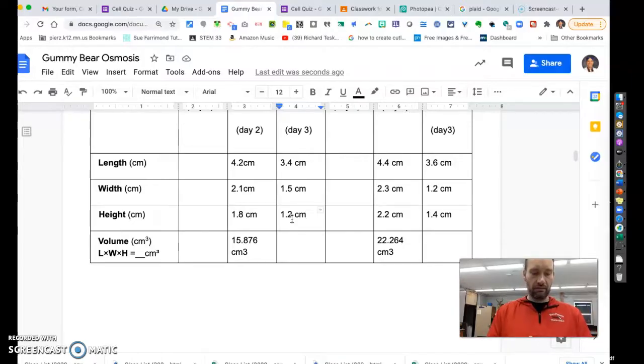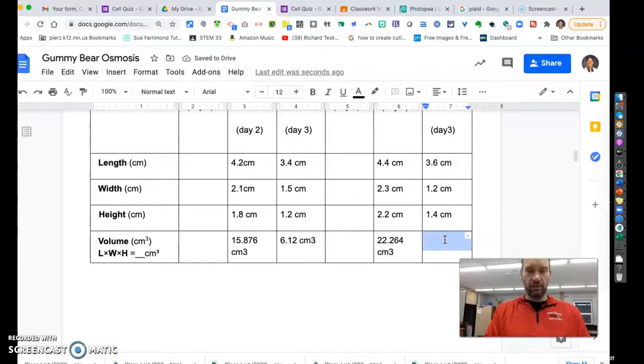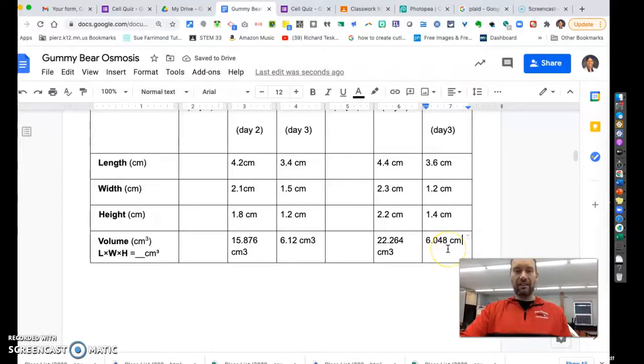Oh, maybe I should get to the calculator. 3.4 times 1.5 times 1.2 is 6.12 centimeters cubed. And over here we have 3.6 times 2 times 1.4 and 6.048. Now you can see centimeters cubed. You can see they're going to be really, really close to size. It looked like the green one is a little larger, but when you measure length times width times height, they're going to be very similar.